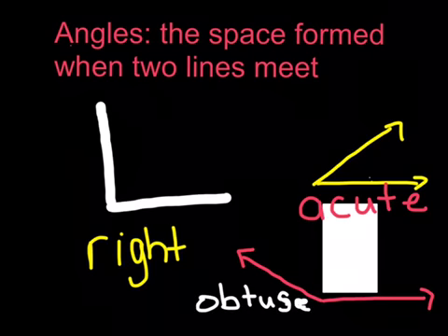Okay, so I'm going to ask you as we move through to try to identify shapes based on their attributes, and I'm going to ask you a lot to look for right angles. And as we move further into Build-A-Town, I'm going to ask you to look for acute or obtuse angles.